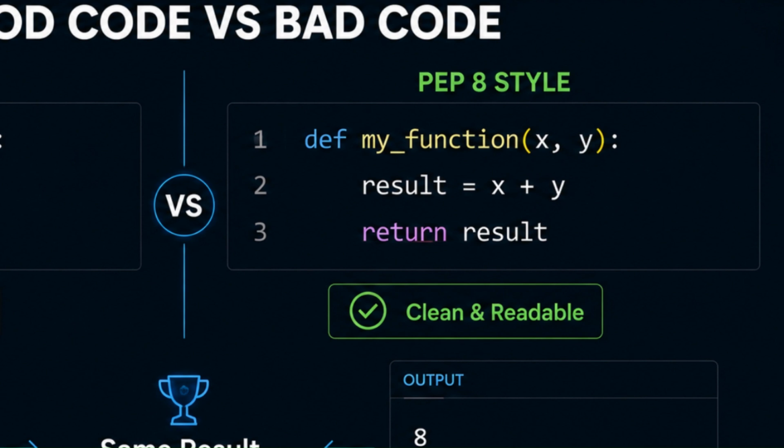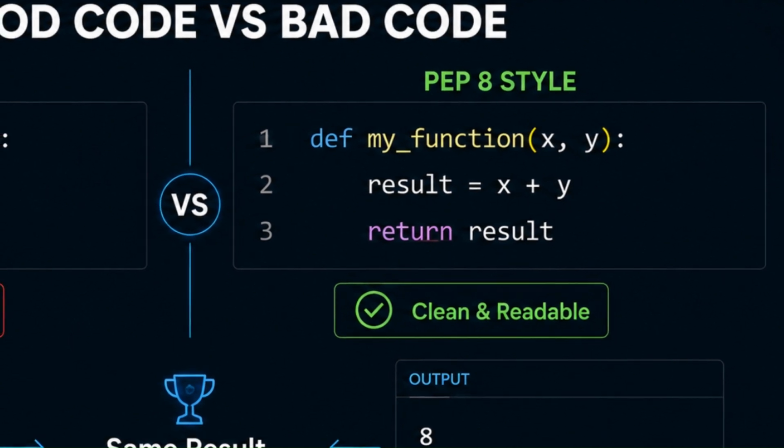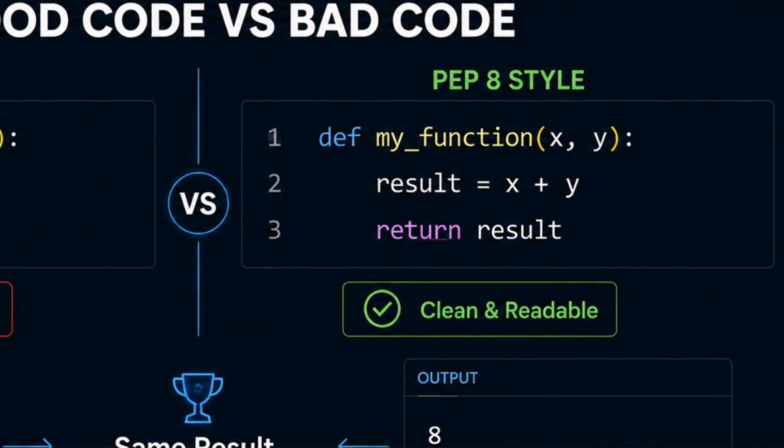The difference isn't what the code does. The difference is how easy it is for another programmer to understand it. That's exactly what PEP8 is trying to achieve, writing code that is clean, readable, and easy to maintain.